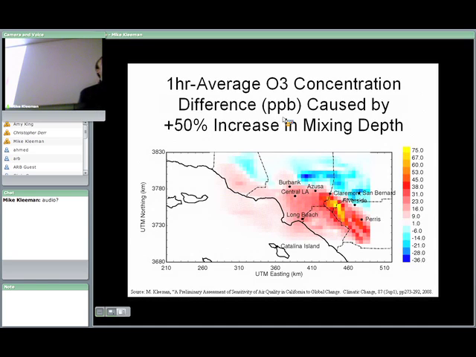The next variable that we chose to look at was mixing depth. And again, mixing depth is the height of the box. The mountains form the sides of the box. When the temperature inversion forms, you have a certain depth of the atmosphere that the emissions can mix into, and then they stay trapped there. What would happen if the mixing depth had increased by 50%? And this is the ozone picture. We're seeing something interesting here where some concentrations in some regions are going down while others are going up.